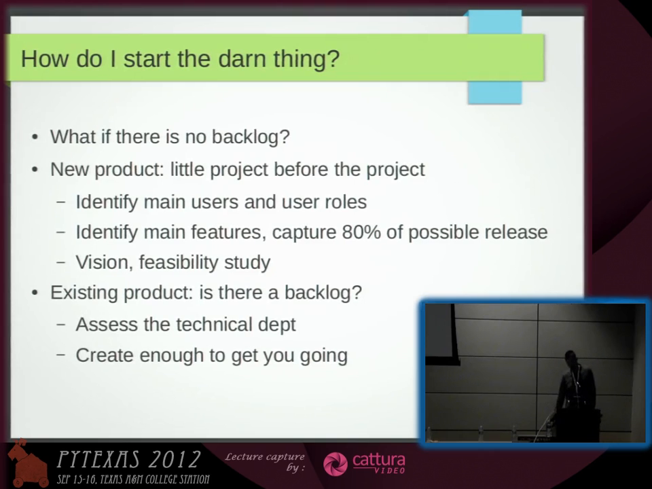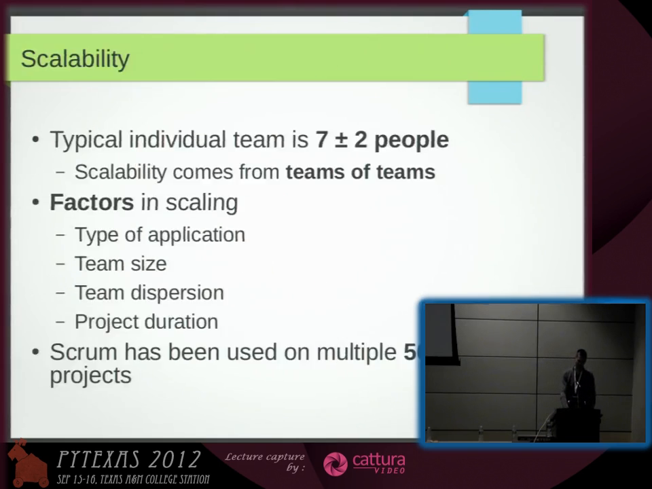On an existing product, there is always a question: is there a backlog? Is there a good requirements document that's in sync with what you have? Is there technical debt, which is what we were talking about earlier? Do we have more bugs than features we want to add? For an existing project, I typically say create enough to get you going. If you can create a backlog that gives your team enough material to work on for the next 2, 3, 4 sprints, that may be sufficient. Then the product owner can continue working on the backlog as the team works on the implementation.